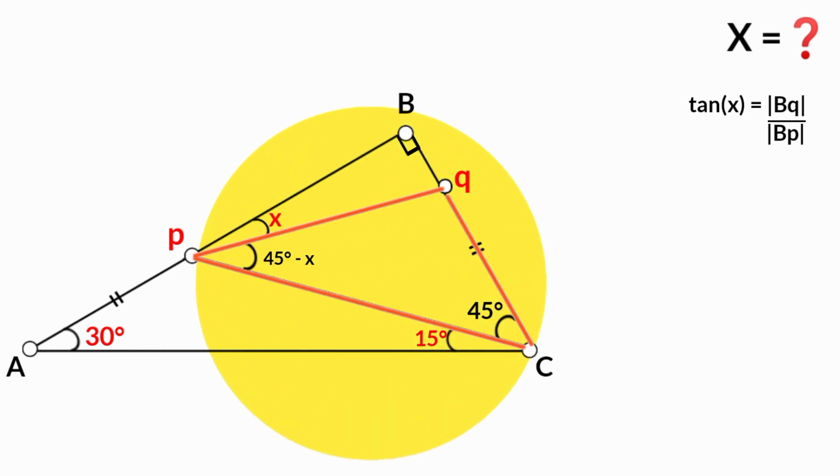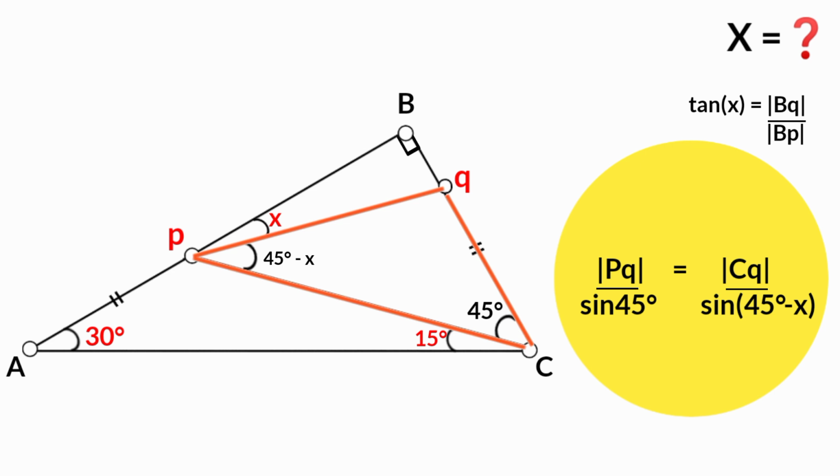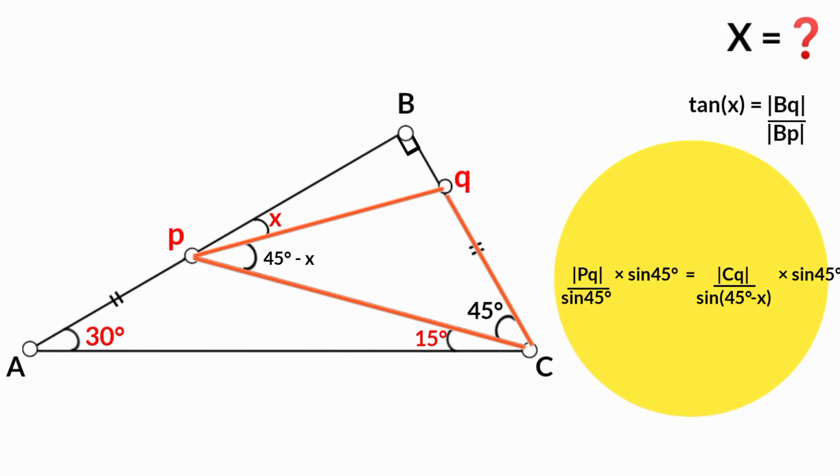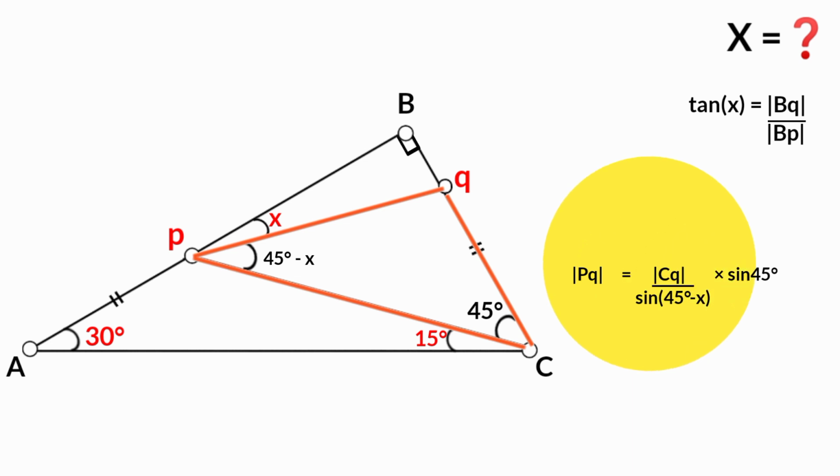Now from this triangle CPQ, if we use the sine rule to relate this side and this side, line PQ over sine 45 degrees equal to line CQ over sine 45 degrees minus x. What we're going to do now, we multiply both sides by sine 45 degrees. Here, sine 45 degrees cancels sine 45 degrees. Now line PQ equal to line CQ over sine 45 degrees minus x, all multiplied by sine 45 degrees.